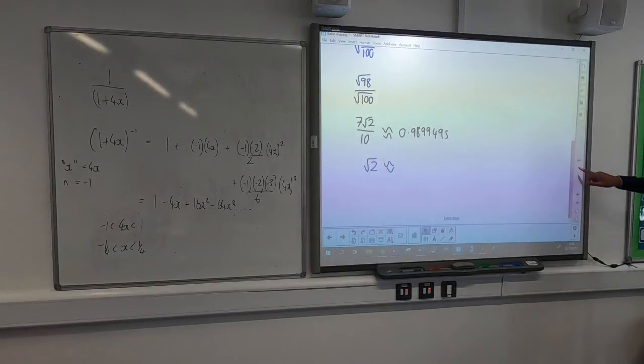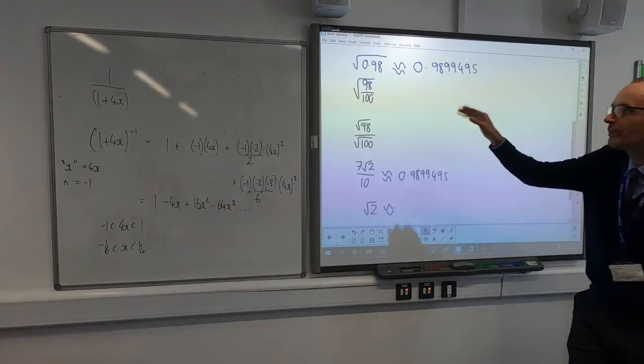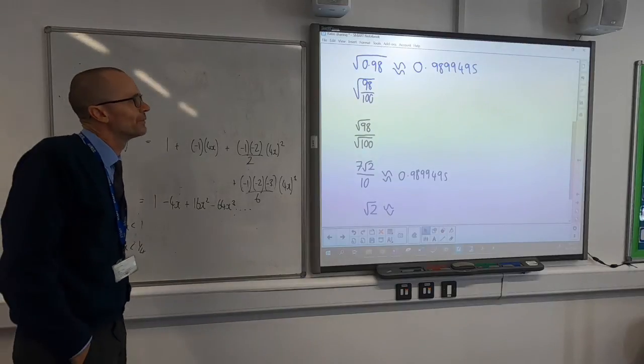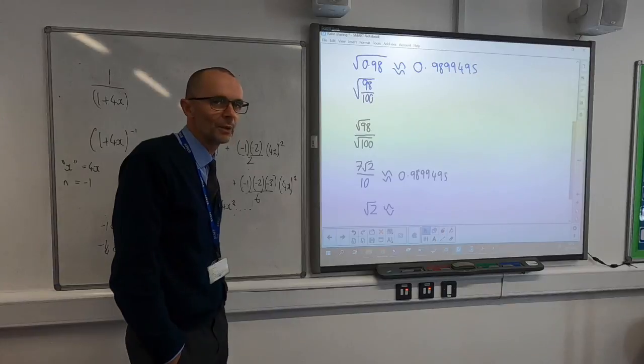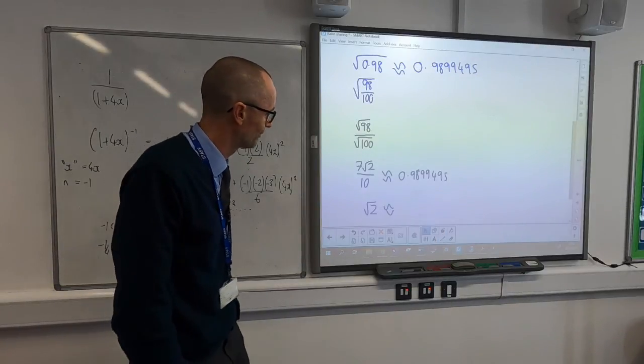So all we did was, let me show you that path, we said, okay, we've used the binomial series expansion to work out 0.98 square rooted. If I know that, what other square roots can I work out? And you can actually work out the square root of 2.